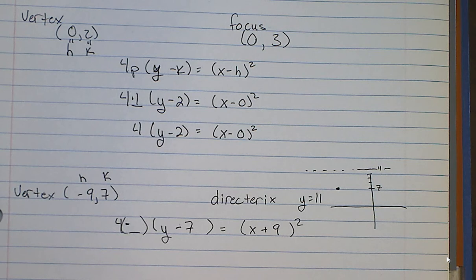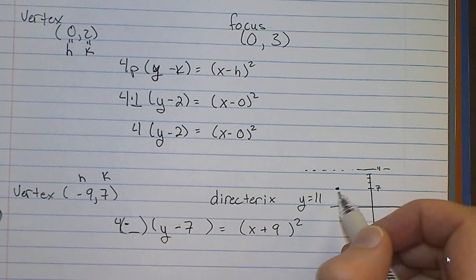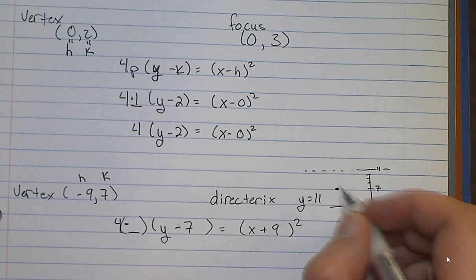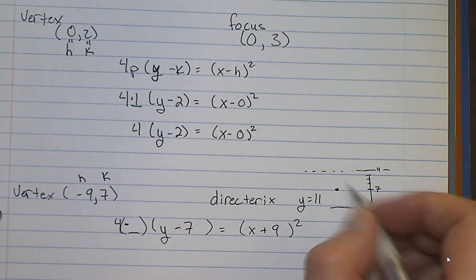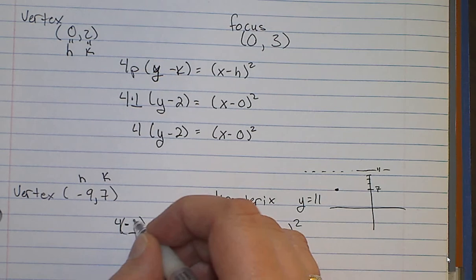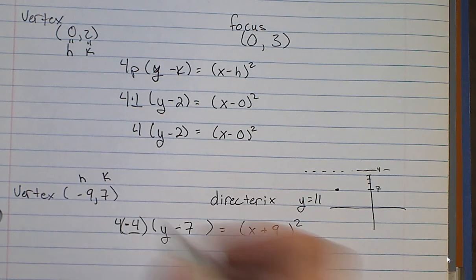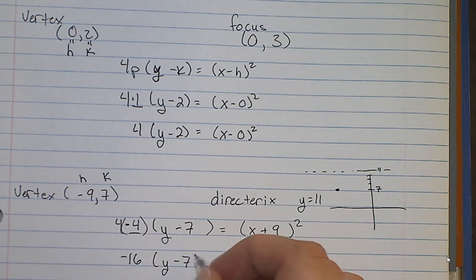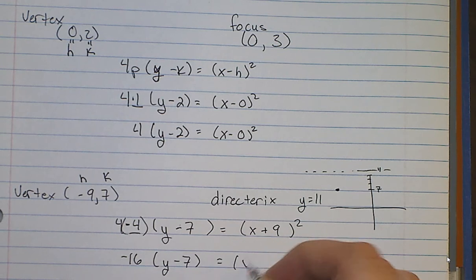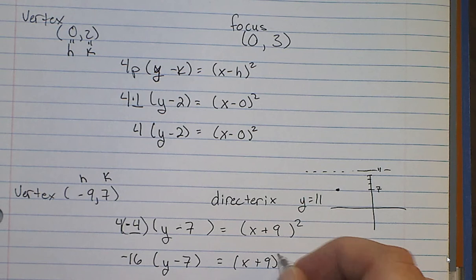And so the distance from the vertex to the directrix is 1, 2, 3, 4, right? Or am I wrong? 4. So this is going to be 4 times -4, which is -16, y minus 7, equal to x plus 9 squared.